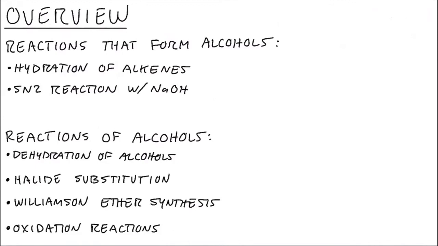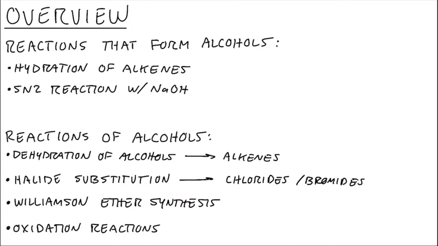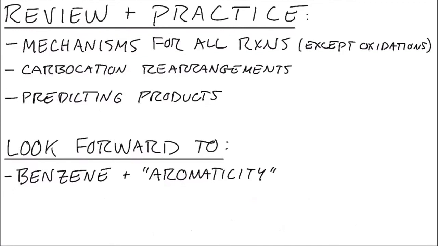So we have the dehydration of alcohol to form an alkene. We did a halide substitution of an alcohol to make either chlorides or bromides. We did the Williamson ether synthesis, which is maybe self-explanatory, where we made ethers. And we did oxidation reactions that can give you various products, depending on which oxidant you use and what your starting material looks like. So there are 4 new reactions to add to our chemical reaction library and a couple of reviews of some stuff from last unit. And so with that, there's definitely plenty of stuff to review.